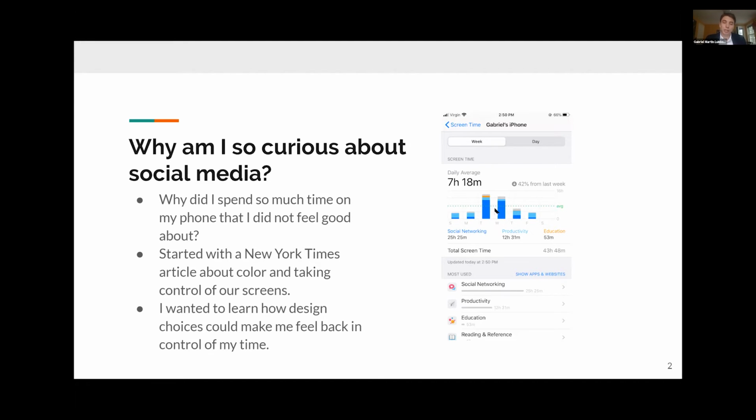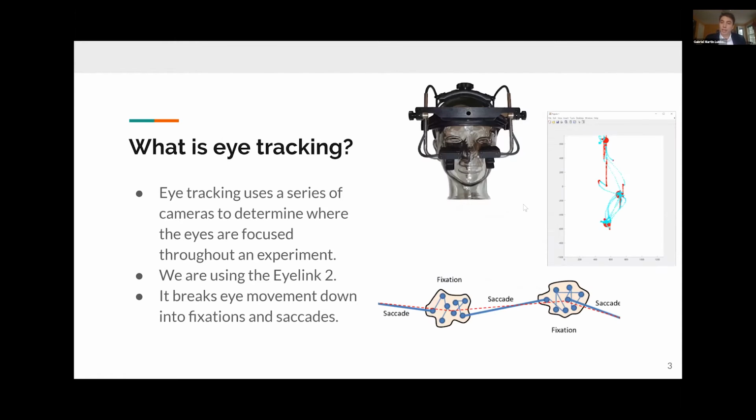And so I wanted to really explore how these design choices could make me feel back in control of my time, how I could think about design as a way to put people in control of their phones. And I wanted to study how people interact with their phones by using eye tracking.